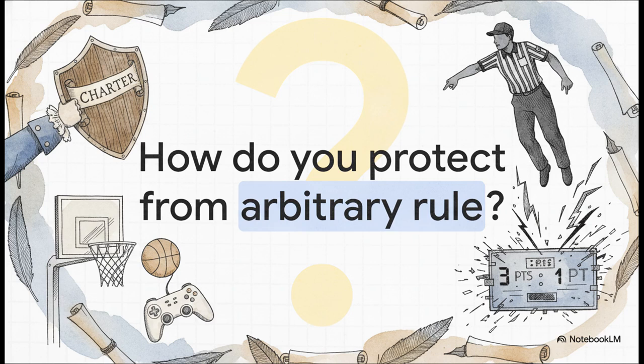To really get this, imagine you're playing a game with your friends. Could be basketball, could be a video game, whatever you're into. Now picture a referee who can just change the rules at any given second. You hit a clutch three-pointer, and suddenly they announce, actually, that's only worth 1 point now. Incredibly frustrating, right? That desperate need for a shield against arbitrary, unpredictable power, that is exactly what the early colonists felt, and it sets up everything we're about to cover.